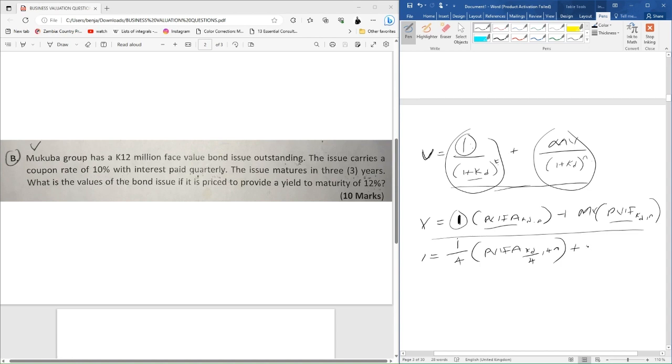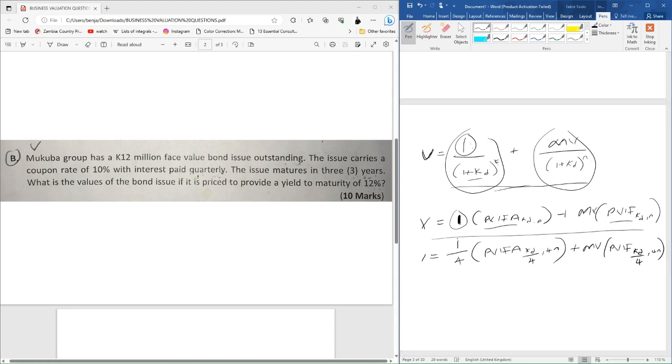And then for our MV, we're just going to have MV there, and then our present value interest factor. Remember that our MV is just 12 million. It's just one cash flow, so there's no need for us to use the annuity discounting factor. We need to use just the normal present value discounting factor, because it's a single stream of cash flow. And then for our KD as well, it's just going to be divided by 4, multiplied by 4n. This is how we're going to do it.